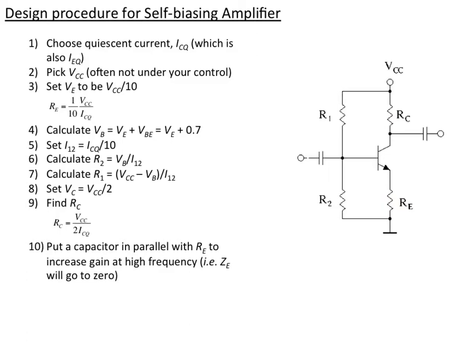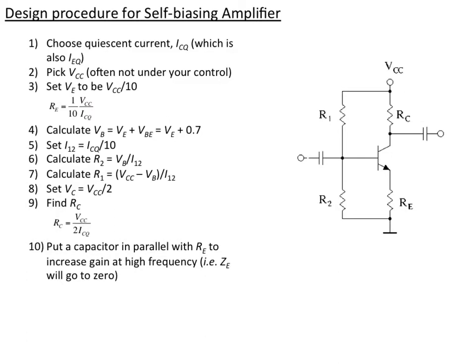And so then we'll calculate what R2 has to be so that that current, I12, that we just calculated, gives us a voltage drop down to ground from VB. We know what VB is, and that allows us to find R2. Then we find R1 to complete how much the voltage drops here.